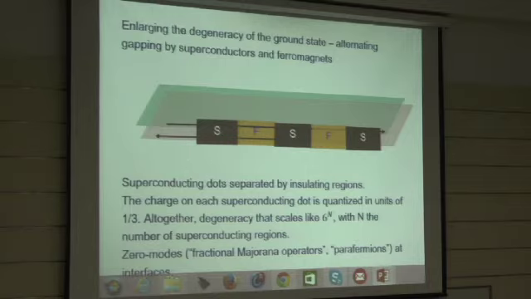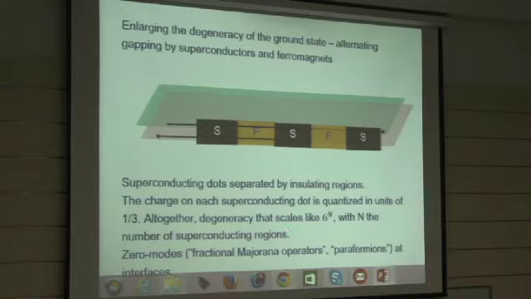And the reason is that now each one of these superconductors, let me focus on the superconductors, can have a fractional charge of its own. And the energy will be insensitive to the value of that fractional charge. So altogether, that will give us a degeneracy that scales exponentially with the number of superconducting regions. And I'll avoid the discussion of when it's 3 and when it's 6.